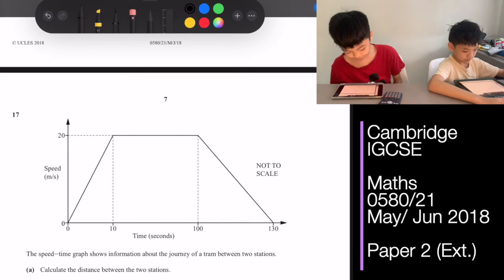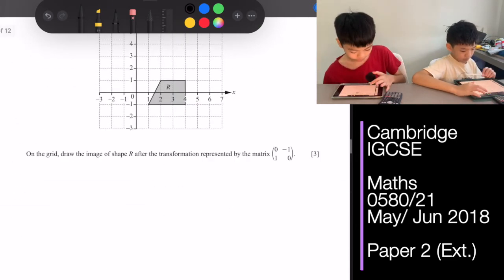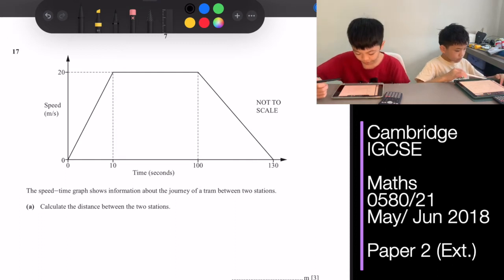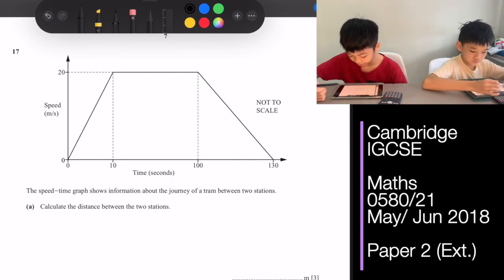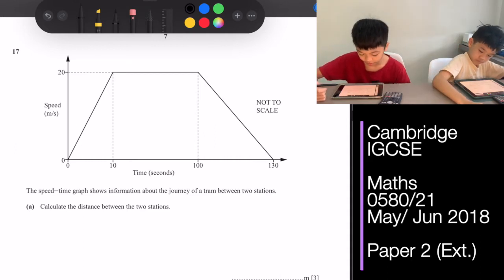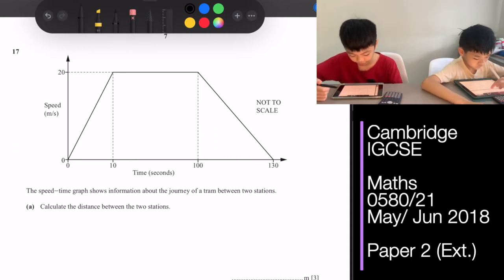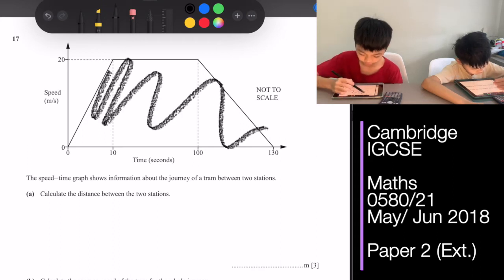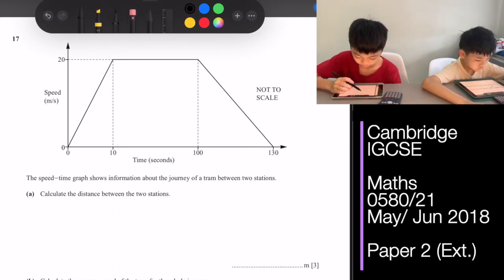Okay, so for our next question, question 17. The speed time graph shows information about the journey of a tram between two stations. Calculate the distance between the two stations. The distance between the two stations is also known as the area of the whole shape, the trapezium.